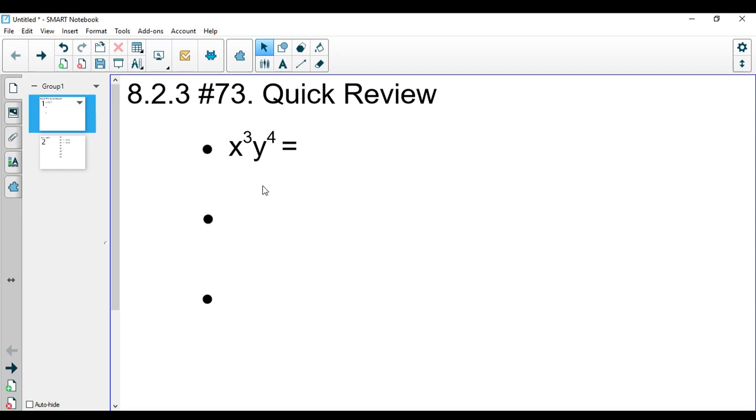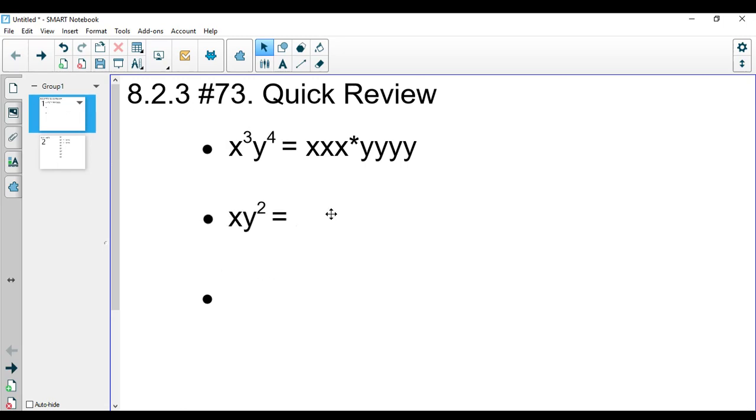So if we look at a problem like this, I just want to refresh your memories on what this really means. Directly next to the x is the exponent of 3. Directly next to the y is the exponent of 4. So if we were going to write this in factored form, we would write x times x times x for x to the third, and y times y times y times y for y to the fourth.